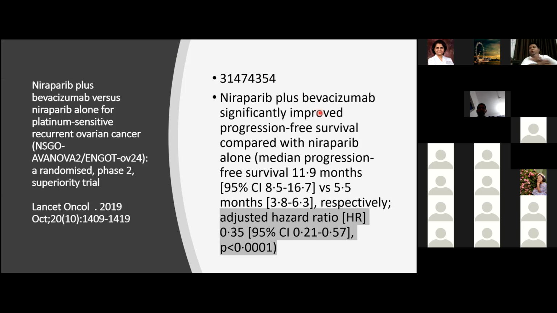Now, if you observe the results, the result is a hazard ratio. That means if the confidence interval crosses 1, the superiority is not demonstrated. The adjusted hazard ratio for the niraparib plus bevacizumab arm is 0.35, and the 95% confidence interval is 0.21 to 0.57. So this is how we interpret a superiority study.